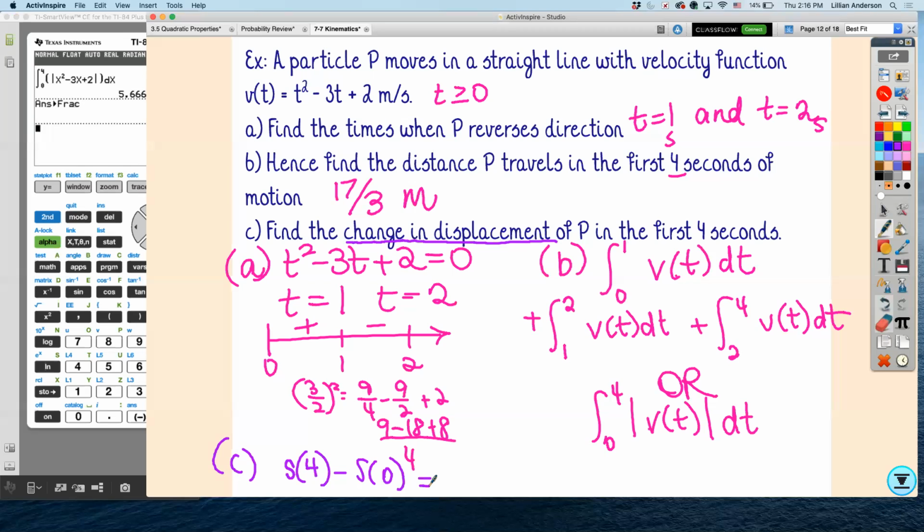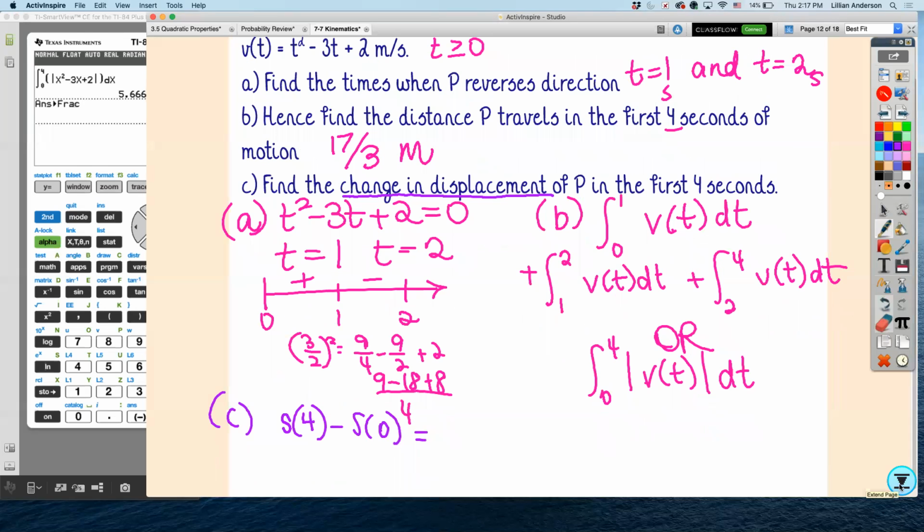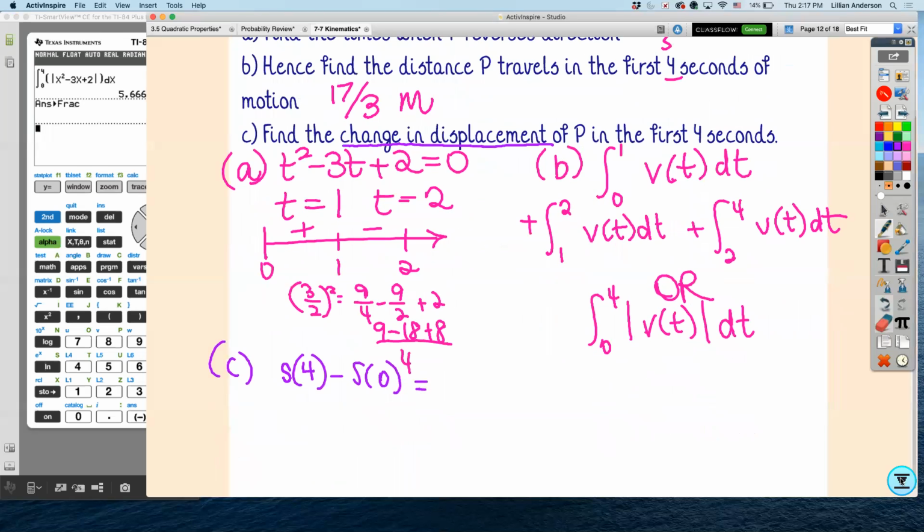Essentially, I'm going to have to do the integration of this function, okay? Running out of space, it's okay. This is my function, t squared minus 3t plus 2. What's the antiderivative of t squared? Antiderivative of negative 3t is -3/2 t squared. And what's the antiderivative of 2? Plus 2t. Sorry. We're going to integrate that from 0 to 4, okay?